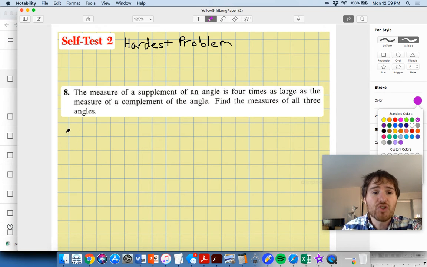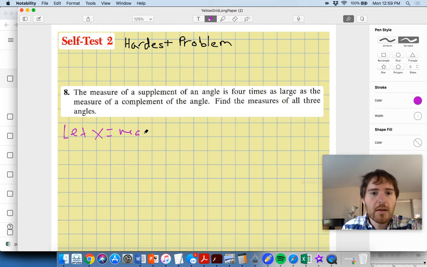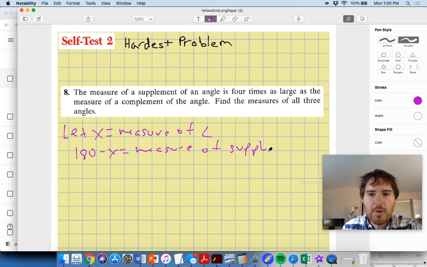When you have a word problem, start by defining your variables. So let x equal the measure of the angle. Let 180 minus x be the measure of the supplement, right? This is why I did all these examples with you guys, because it should be pretty quick to set it up this way. And let 90 minus x equal the measure of the complement of the original angle.